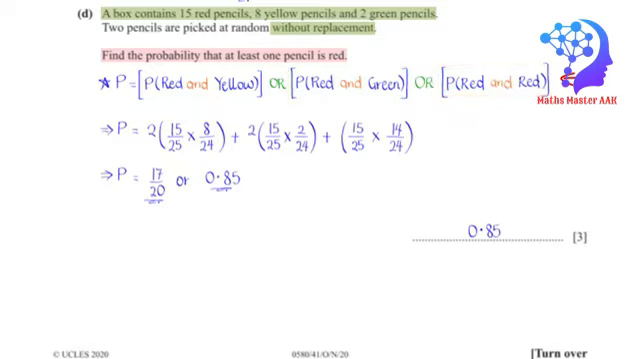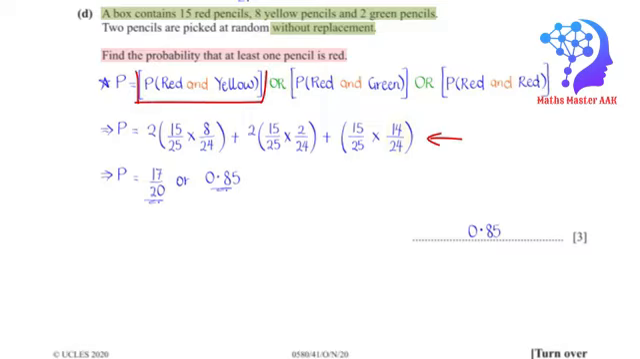The probability that the first pencil picked is red is 15 over 25. Without replacement, the probability that the second pencil picked is yellow is 8 over 24. Without replacement, the probability that the second pencil picked is green is 2 over 24. Without replacement, the probability that the second pencil picked is red is 14 over 24.